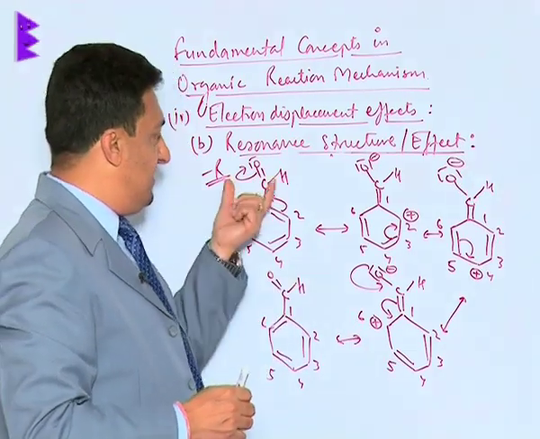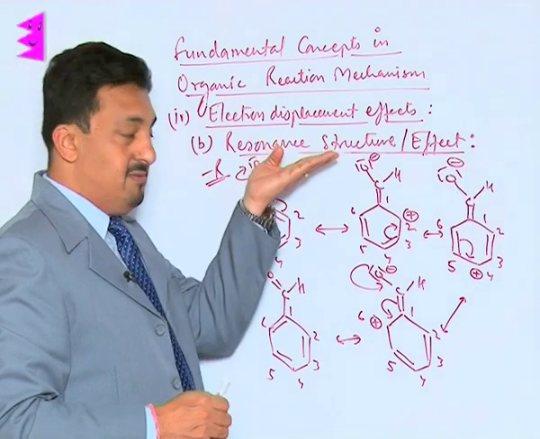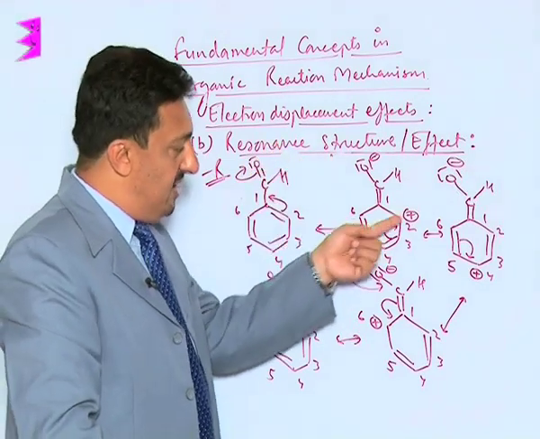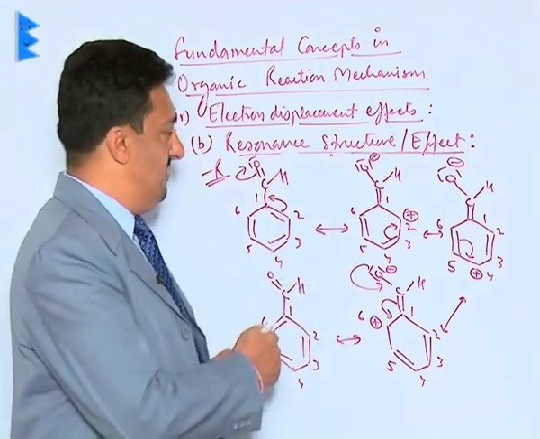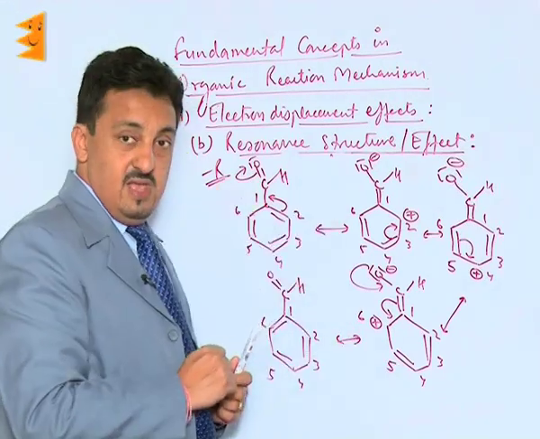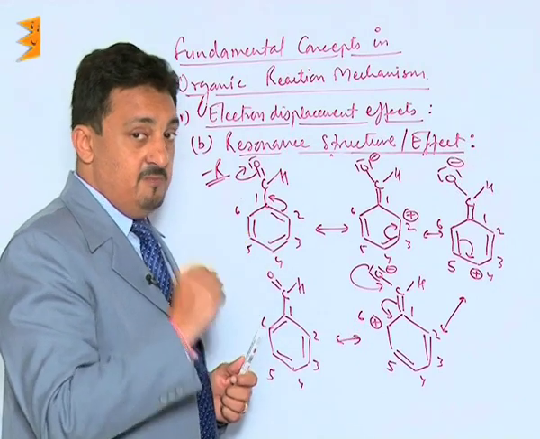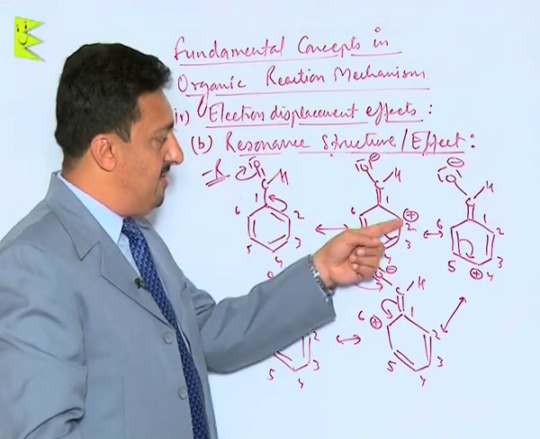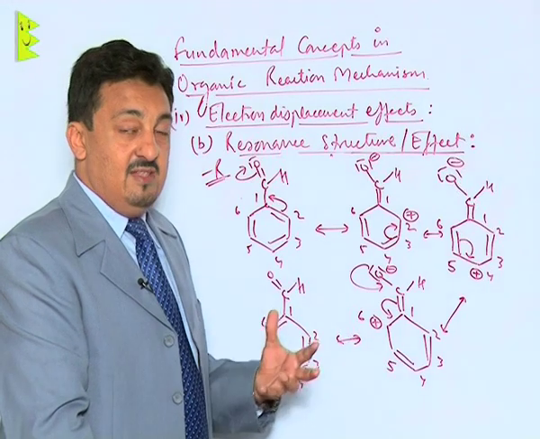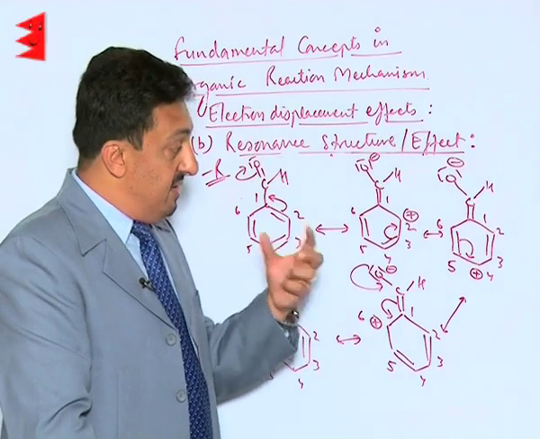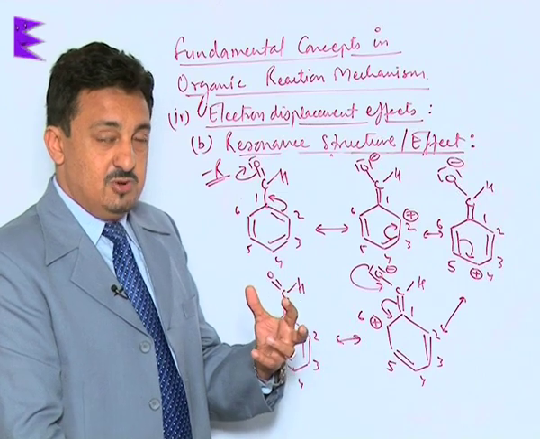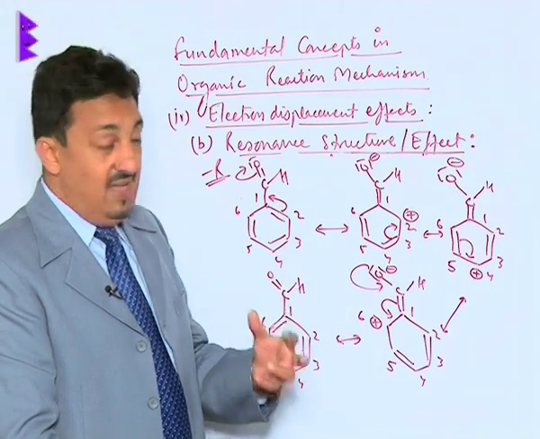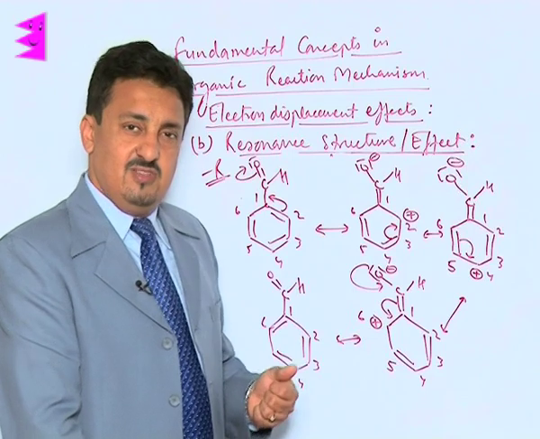But we find that this aldehyde group is withdrawing electrons from the benzene ring, introducing positive charge at ortho and para positions on the benzene ring, itself acquiring a negative charge, which we call the minus R effect. Now such groups destabilize the benzene ring by introducing a positive charge on it, and therefore such compounds will not be able to show electrophilic substitutions easily, because they are introducing positive charge on the benzene ring.